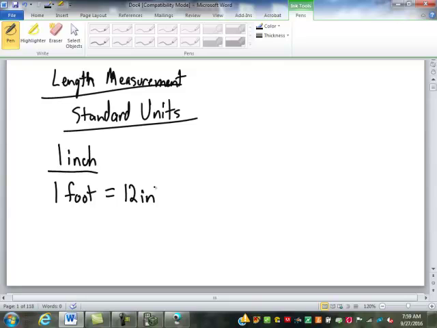Oh, 5'4". Well, here's the deal. These units did not go together. I mean, the original foot did not have 12 inches in it. In the 500s, King Edward declared that his thumb and his foot and everything else were going to be the official measuring units of the land.